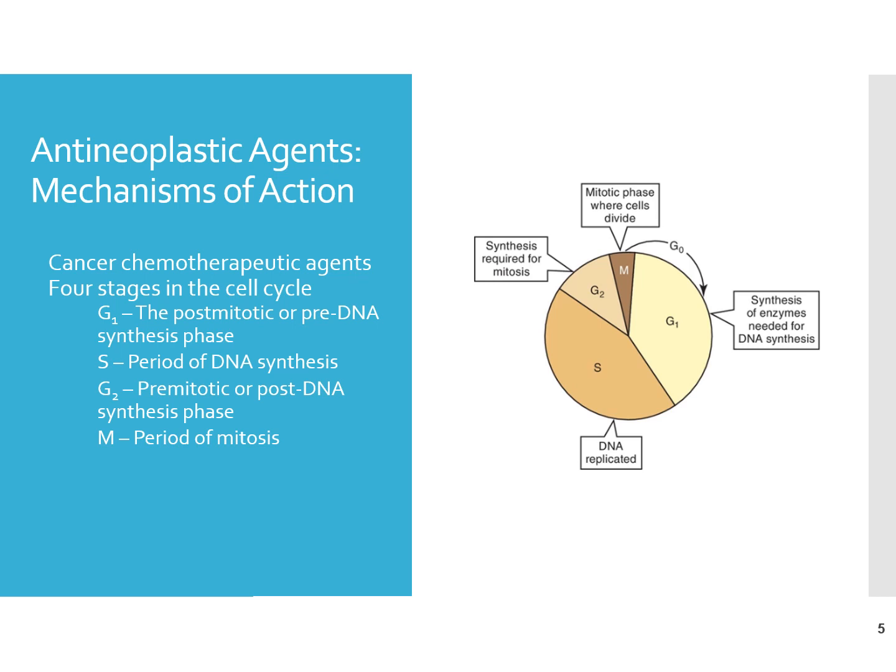So you remember from biology, there are 4 stages in the cell cycle that include the G1 phase, or the post-mitotic or pre-DNA synthesis phase, the S phase, the period of DNA synthesis, the G2 phase, which is the pre-mitotic or post-DNA synthesis phase, or the M phase, period of mitosis. Most antineoplastic agents are labeled as cell cycle specific and are effective only at certain phases of cell growth. The cell cycle non-specific agents are effective at all stages of the cell cycle.